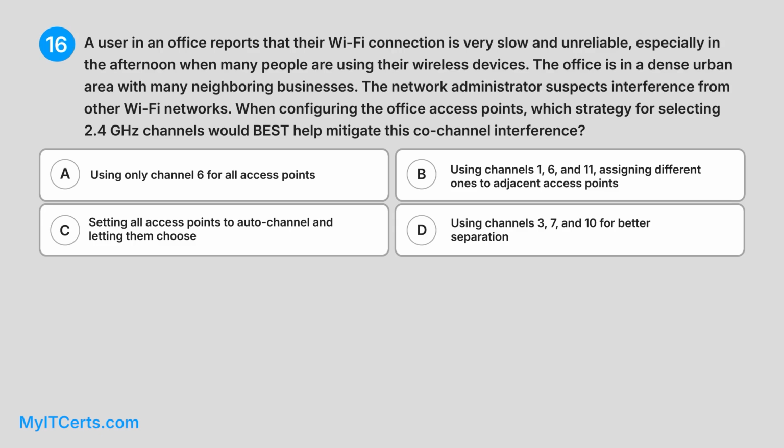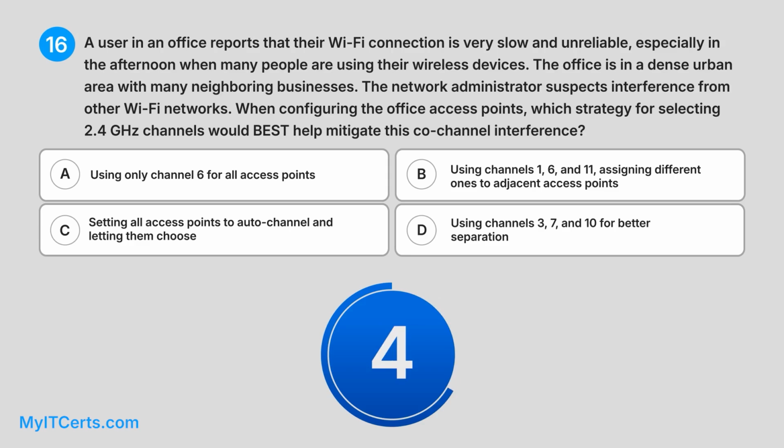A. Using only channel 6 for all access points. B. Using channels 1, 6 and 11, assigning different ones to adjacent access points. C. Setting all access points to auto channel and letting them choose. D. Using channels 3, 7 and 10 for better separation. What do you think is the answer?